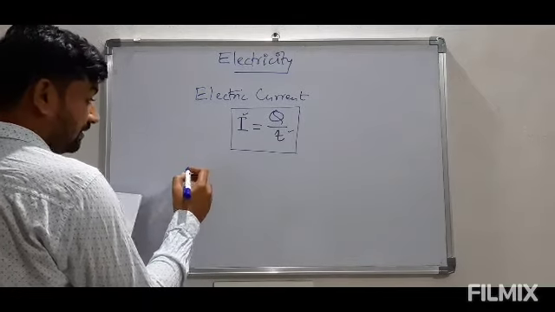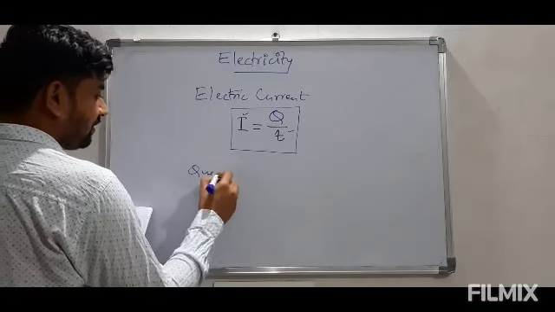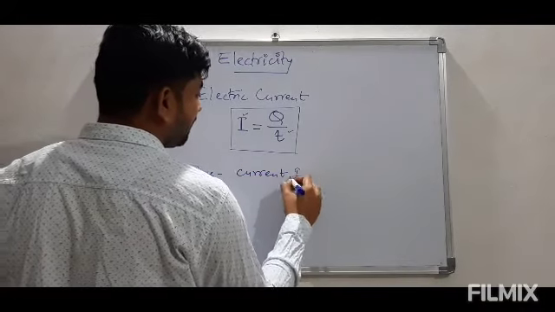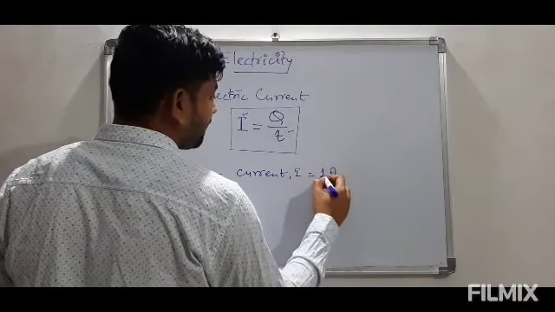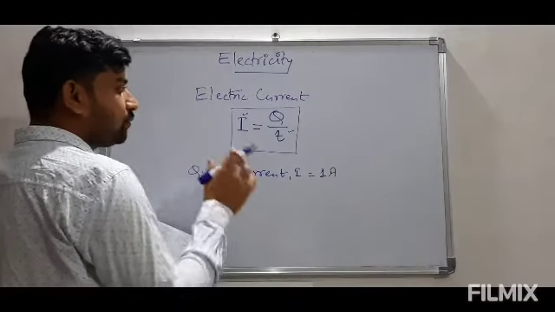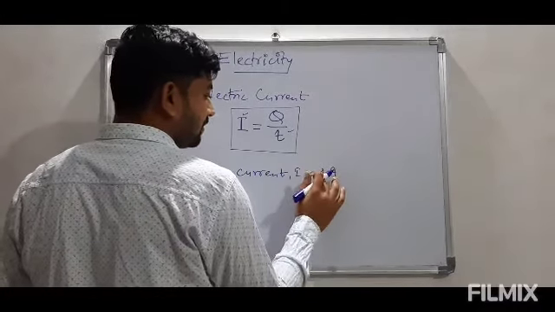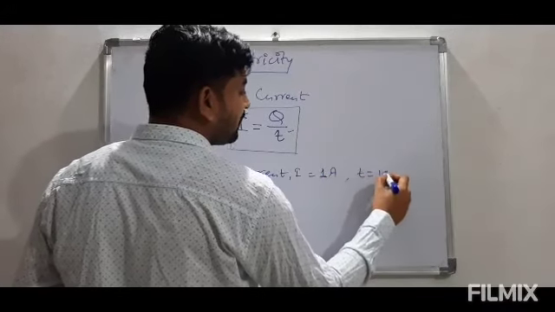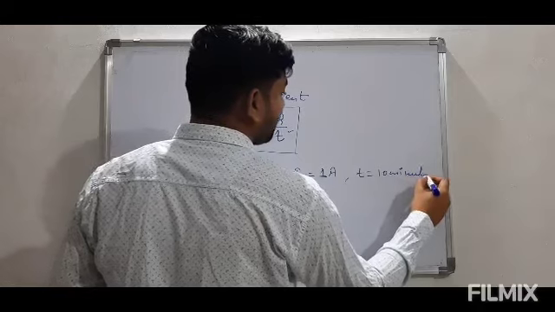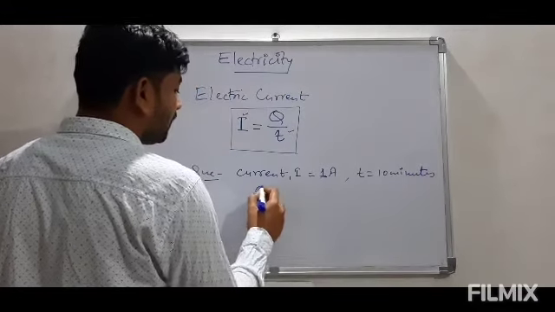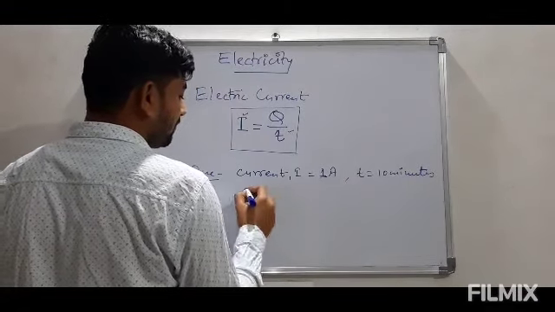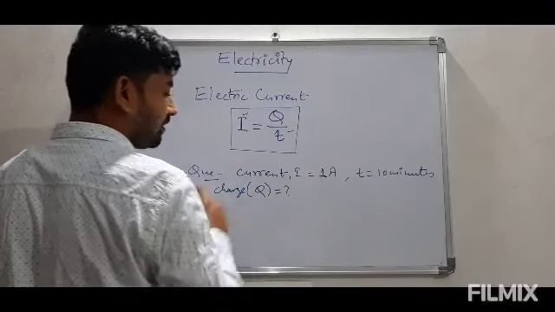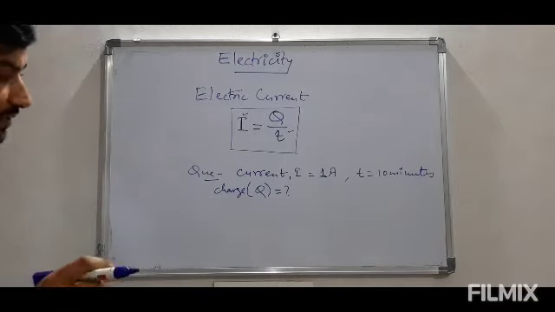Suppose in a conductor the current flowing is 1 ampere, and the time taken to pass the charge is 10 minutes. We need to find the total charge that is flowing in that particular time through that circuit.